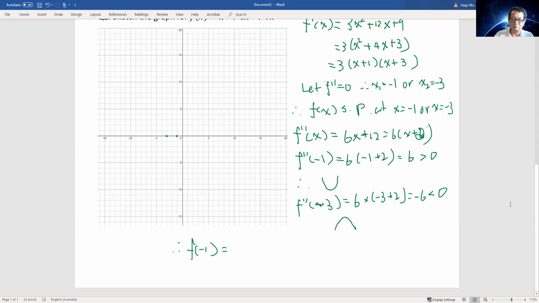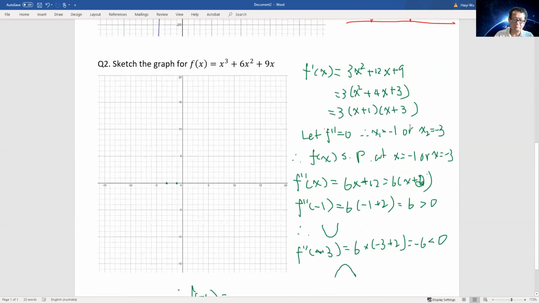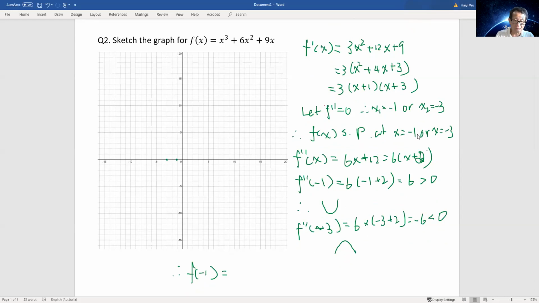We substitute into the original equation, which is (-1) to the power 3 plus 6 times (-1) squared minus 9 times (-1)... so the answer will be -1 plus 6 minus 9, so the answer will be -4. Therefore, the first stationary point is at (-1, -4). So this is the stationary point, and this one is concave up. So it means the graph goes up.